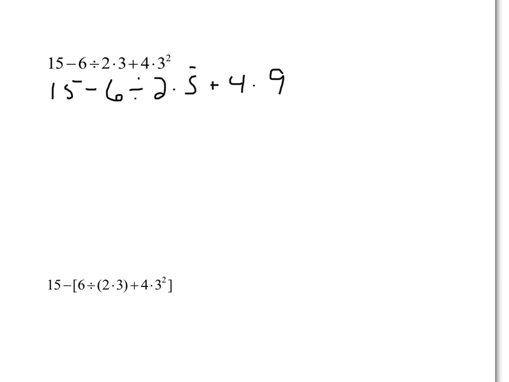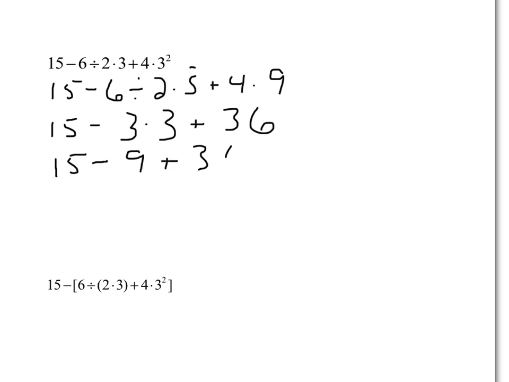Next, I will do the multiplying and dividing, except I'm going to do those left to right. So I'll do 15 minus, now this is confusing. Sometimes people think they should do the 2 times 3 first, because multiplying comes before dividing. But no, just go across left to right. So 6 divided by 2 is 3 times 3, plus, and multiplying comes before adding, so I'm going to do 4 times 9 and get 36. So going across again, 15 minus, I'll do the multiplying now, 9 plus 36. 15 minus 9 is 6. So 6 plus 36 equals 42, and that's the final answer for that one.